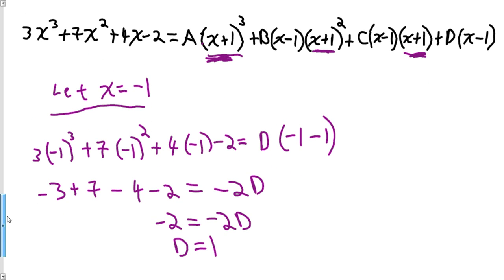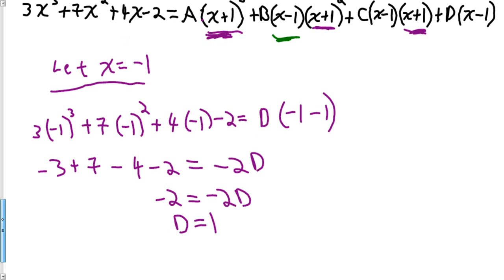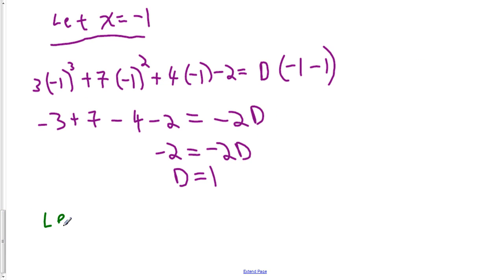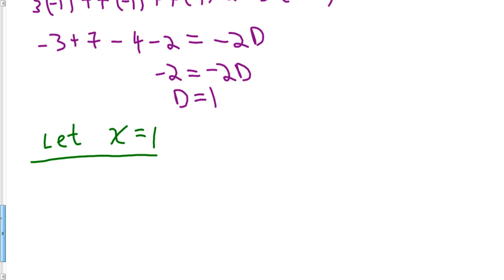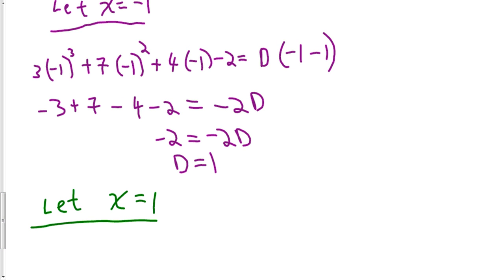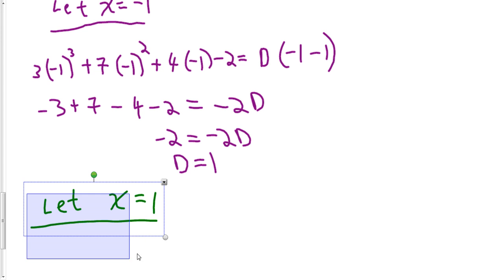The other factor, this one right here, the 0 of that factor is plus 1. If I plug plus 1 in there, it will make that 0. So now I'm going to let x equal plus 1. When I let x equal plus 1, let's see what I get. Well, I'm going to replace everything that I had there with a plus 1. As a matter of fact, let me bring it down so to where I can see it.